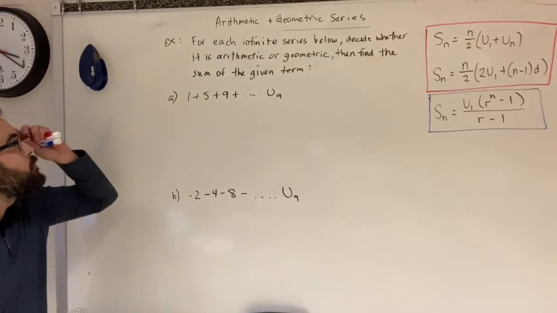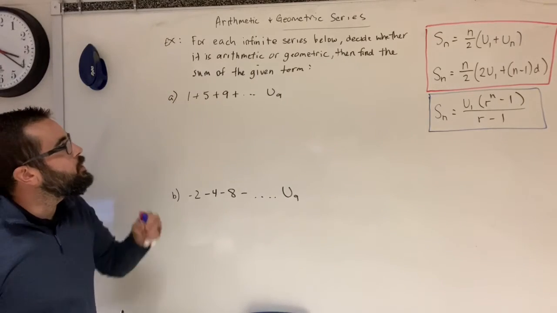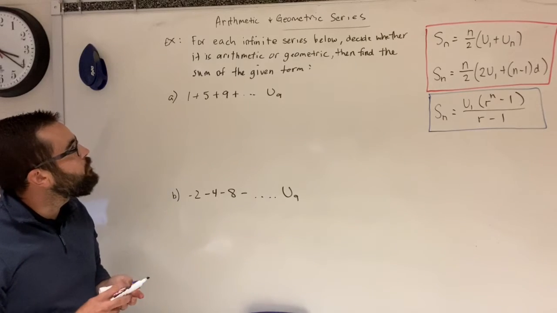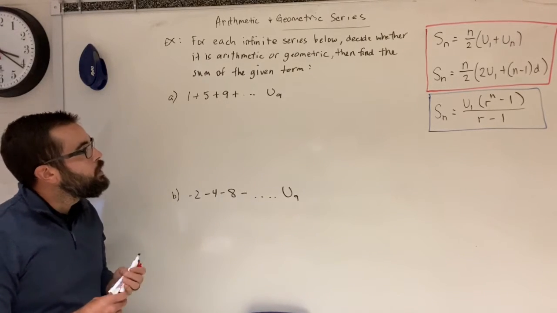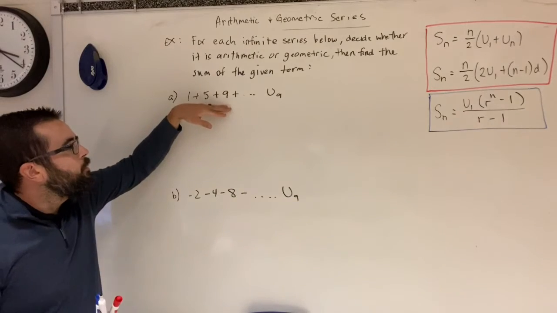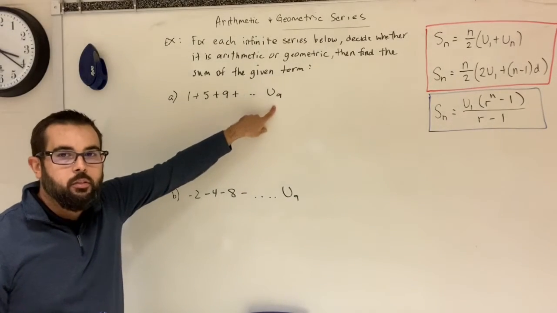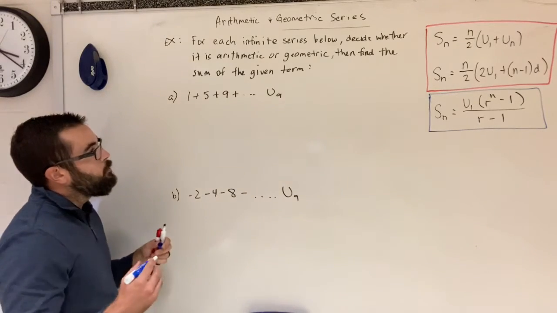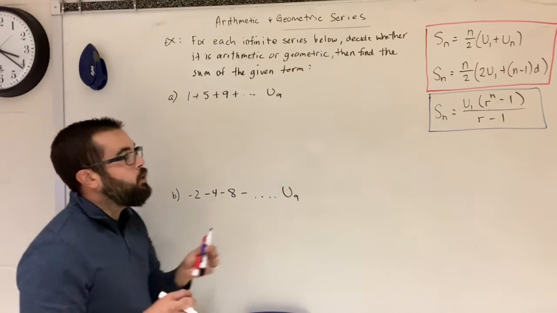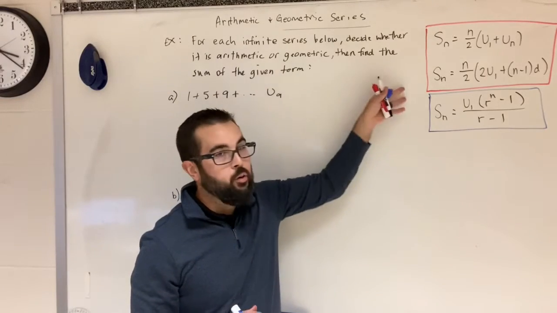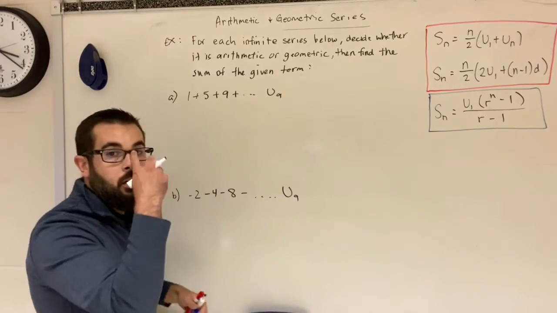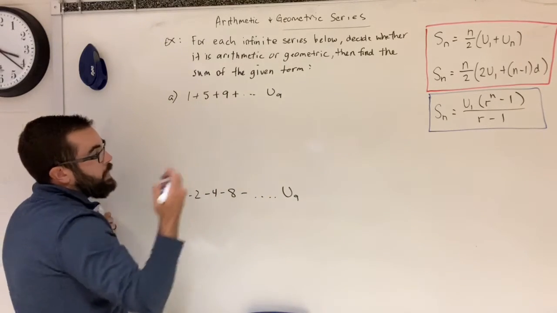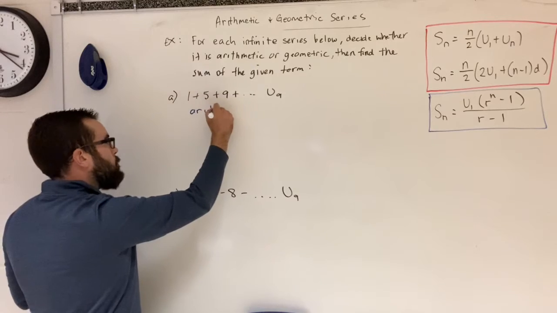All right, now we go to some examples. So it says for each infinite series below, decide whether it is arithmetic or geometric, then find the sum of the given term. So we want to take this series and find the sum of the first 9 terms. That's what this is saying. All right, so first we need to determine if it's arithmetic or geometric because that'll help us decide which of the 2 sets of formulas we're going to use. All right, so if we look here, it appears we're adding 4. That means it's arithmetic.